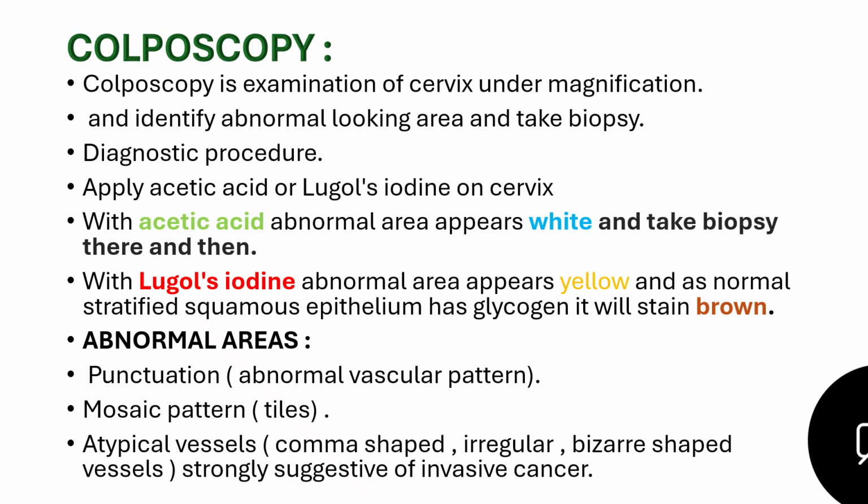Abnormal areas are seen in the form of punctuations, that are abnormal vascular patterns. It could be fine punctuations or coarse punctuations. Fine are seen in CIN1, that is low grade, and coarse punctuations are seen in high grade, that is CIN2. And the mosaic pattern is in the form of tiles separated by white lines. It is also fine and coarse. Fine is seen in low grade and coarse pattern is seen in high grade. If atypical vessels are seen, that are comma-shaped, irregular, bizarre-shaped vessels, these are strongly suggestive of invasive cancer.